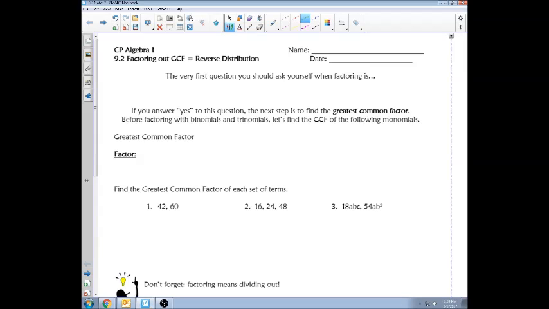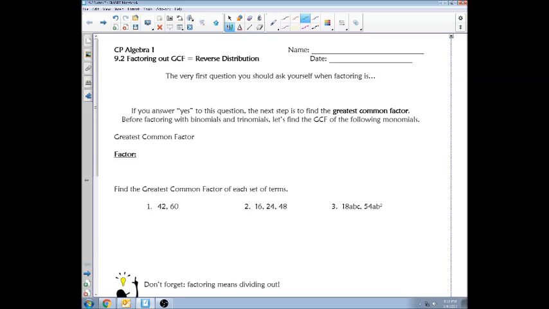It is 9.2, factoring out the GCF. Remember, recently I've been telling you that we are going to bring our polynomials back to their original pieces, their factors, from what we were doing when we were distributing and doing double distribution. This is the first step.